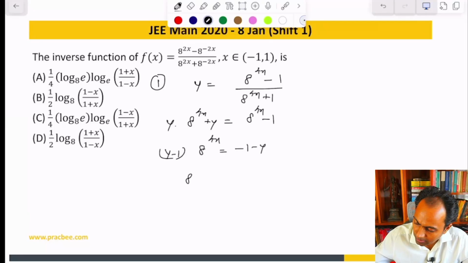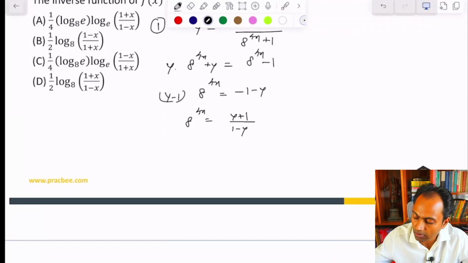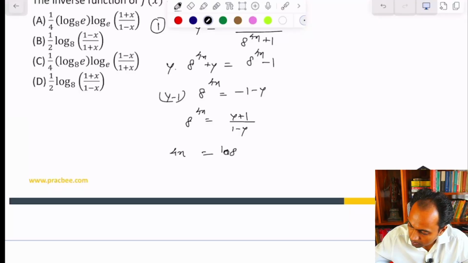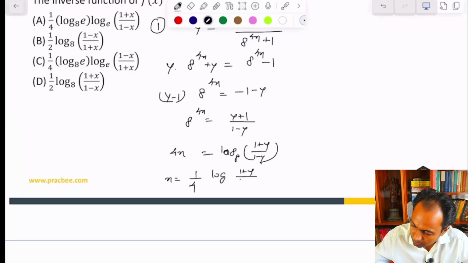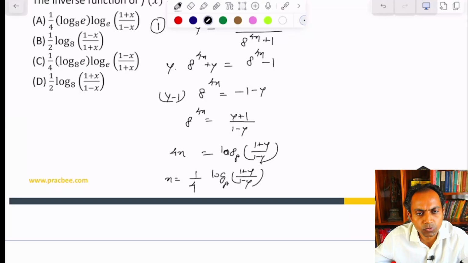Once you have this, 8 raised to the power 4x would be equal to (y+1)/(1−y). We have adjusted the value of y. So now if you are writing it, 8 raised to the power 4x would be equal to (1+y)/(1−y), or x comes out to be 1/4 times log of (1+y)/(1−y) to the base 8. Now the last step usually is to express or change x by y and y by x.